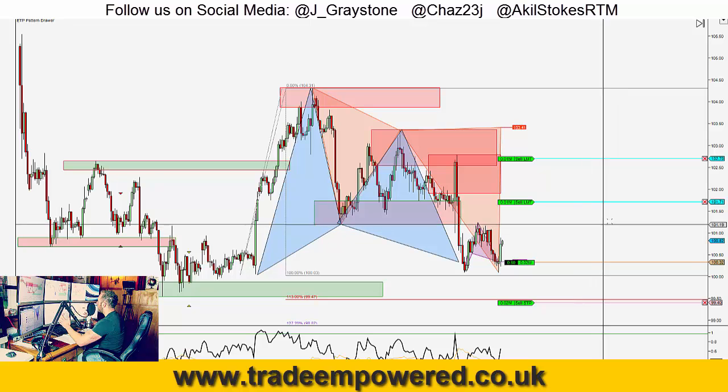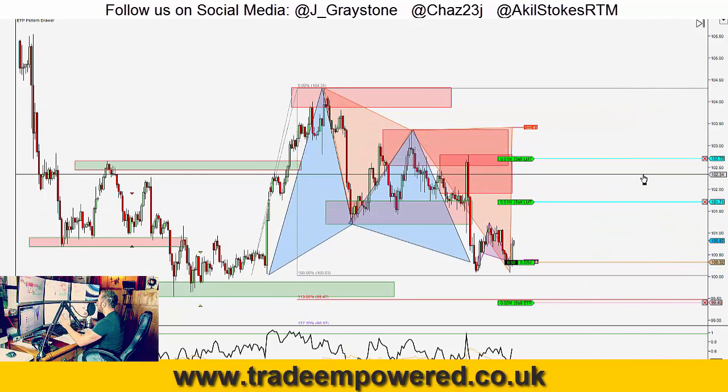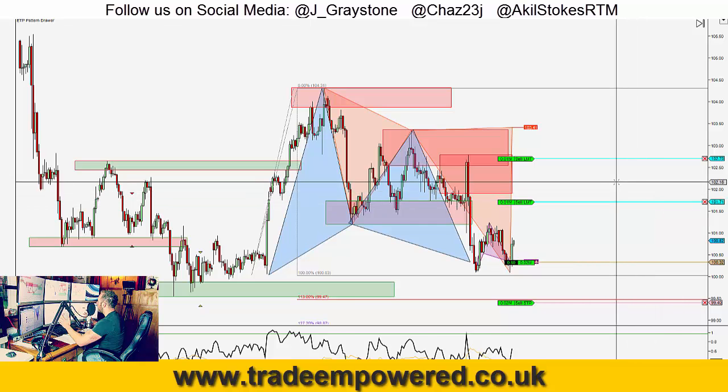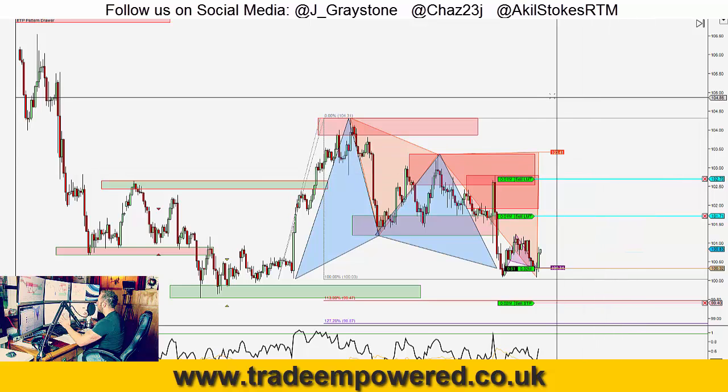So let's just bring on our fib retracement, make sure we've adjusted those. Yep, so target 1, 101.71, and target 2, 102.70. So that's what I'm looking at, guys.